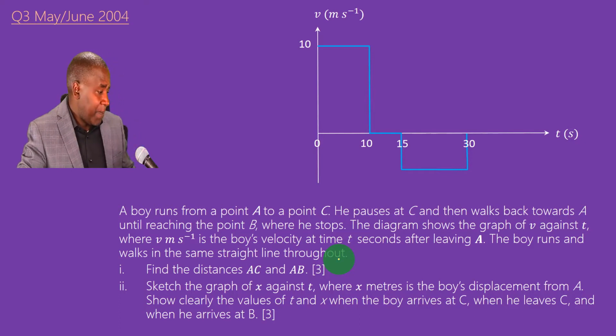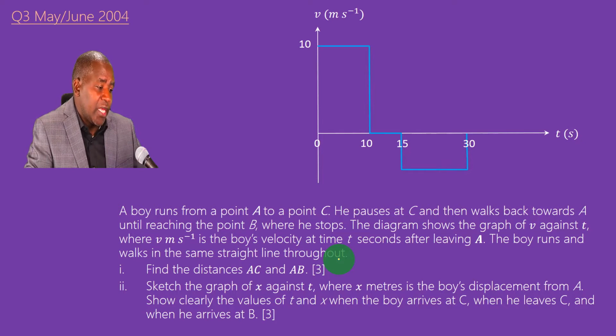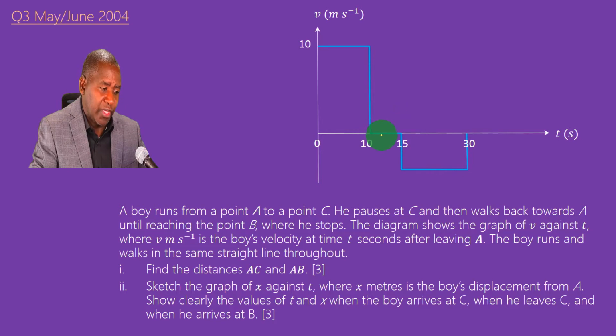Armed with those two, you should be able to know what to do. So let's go to the question. A boy runs from point A to a point C. He pauses at point C, that is, he stops. And you can see the velocity is 0. He pauses for 5 seconds. And then walks back towards A. You see, he's walking back in the opposite direction. And that is why this area is negative. That area is negative. Until reaching the point B, where he stops. Okay. The diagram shows the graph of V against T, where V, meters per second, is the boy's velocity at time t seconds after leaving A.